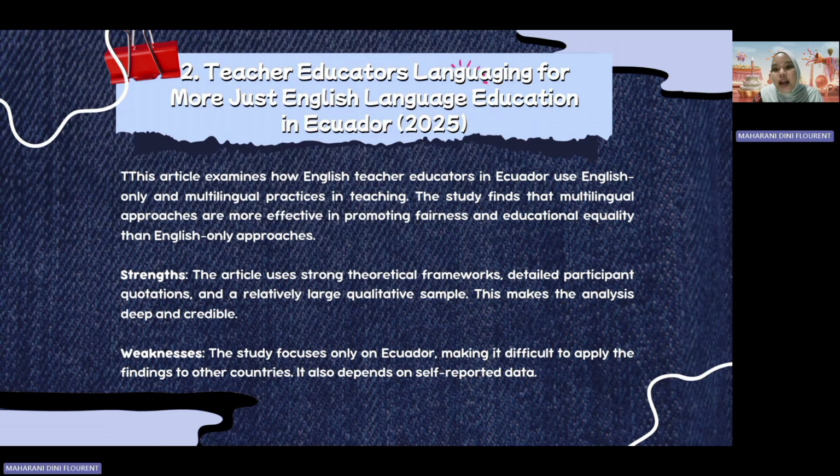One strength of this article is its strong theoretical framework and detailed participant quotations. The study also includes a relatively large qualitative sample, making the analysis more reliable. However, the research was conducted only in Ecuador, so the findings may not apply to other countries. Another limitation is that the data are based on participants' self-reports.